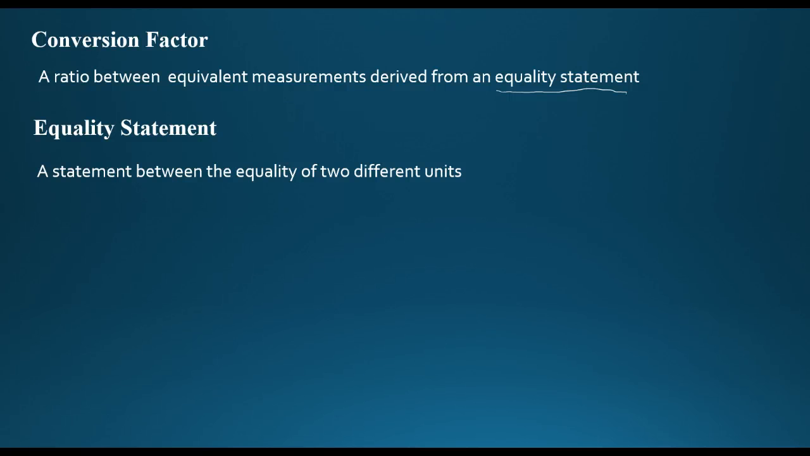You've had very simple ones in the past that you have used, you just probably didn't know it was called an equality statement. For instance, 1 dozen is equal to 12, or 12 inches is equal to 1 foot. Those are equality statements. And we use the metric system mostly in science to convert from one unit to another. So for instance, an equality statement using the metric system that we would use is 1,000 milliliters is equal to 1 liter. That is an equality statement.